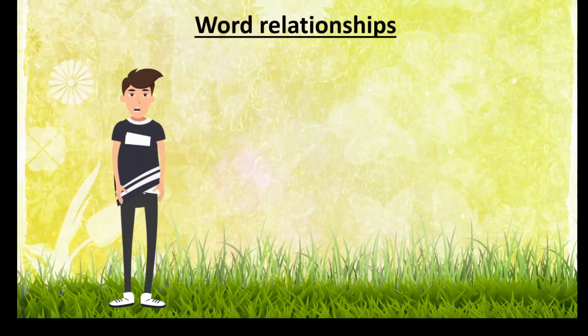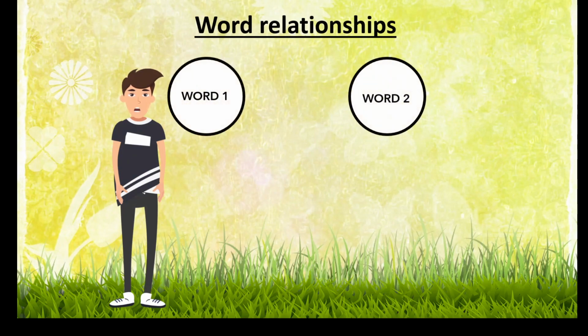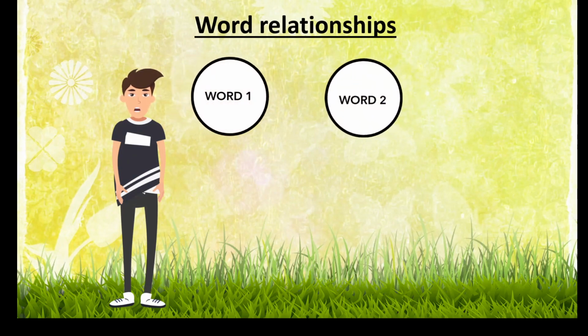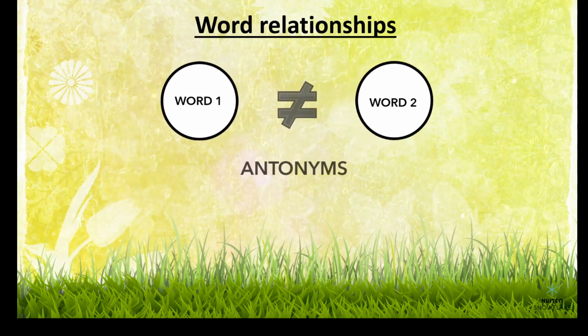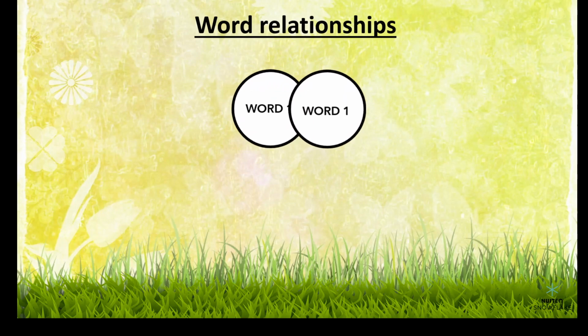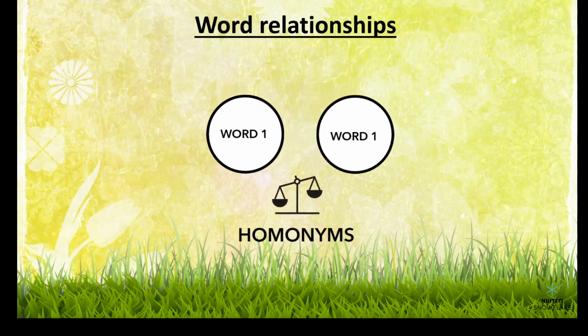Next, let's talk about word relationships. Words can have all sorts of connections to one another, like synonyms, words that mean the same thing, antonyms, words that mean the opposite, and homonyms, words that are spelled the same, but have different meanings.